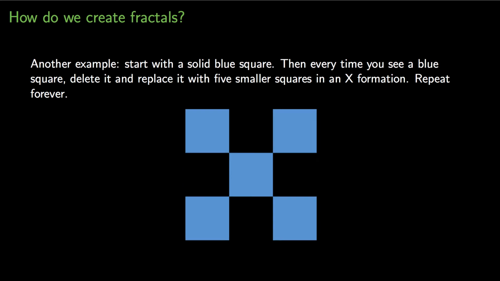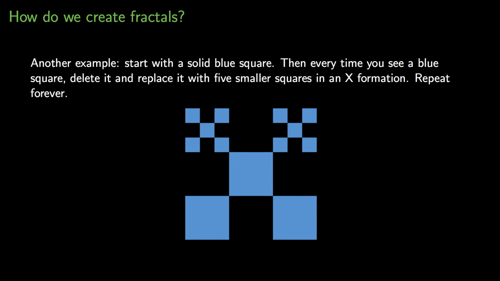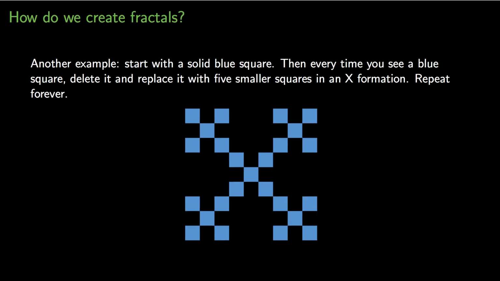Bam. So I've replaced the big square with 5 smaller squares. You can think of it, if you like, as like cutting out the little shapes on the sides, making 4 different cuts to make this like X pattern. Anyway, repeat forever. Repeating on this image means every time I see a blue square, delete it and replace it with 5 smaller squares. So you have to go to this upper left square and replace it with 5 smaller squares. And then you have to go to the next one and replace it with 5 smaller squares. And then the next, and then the next, and then the next.